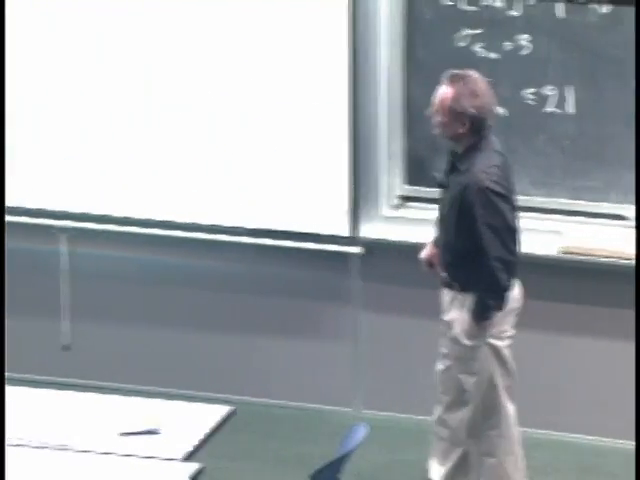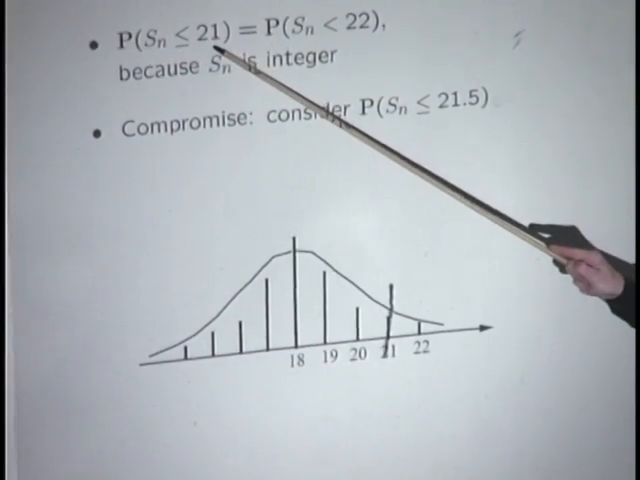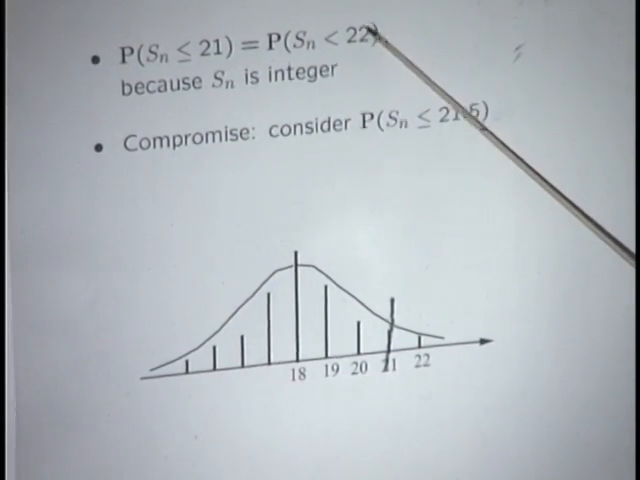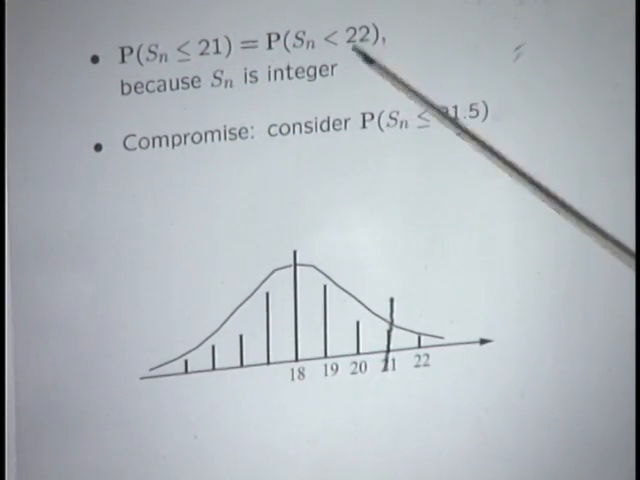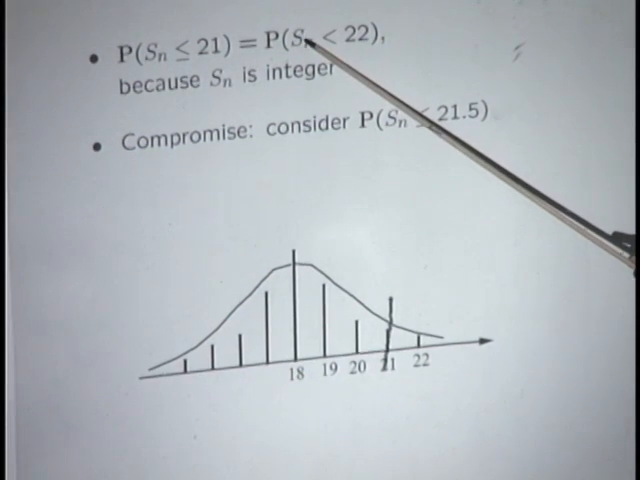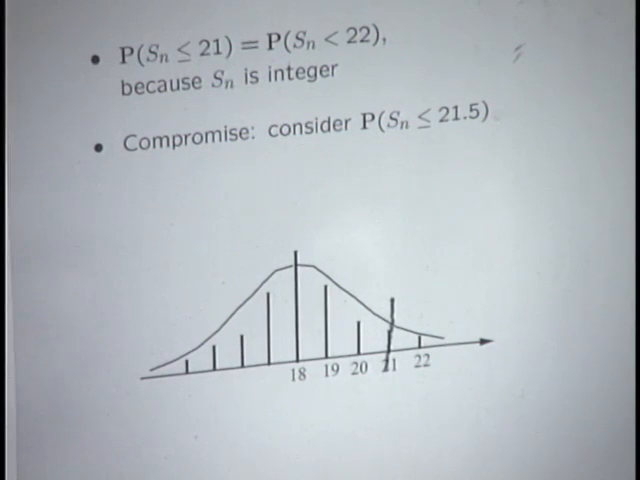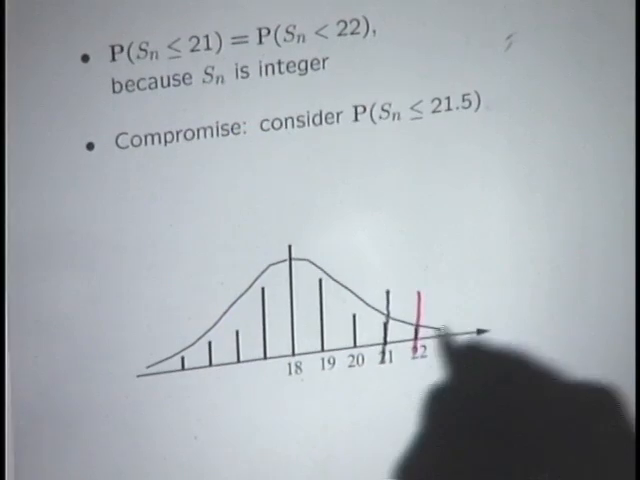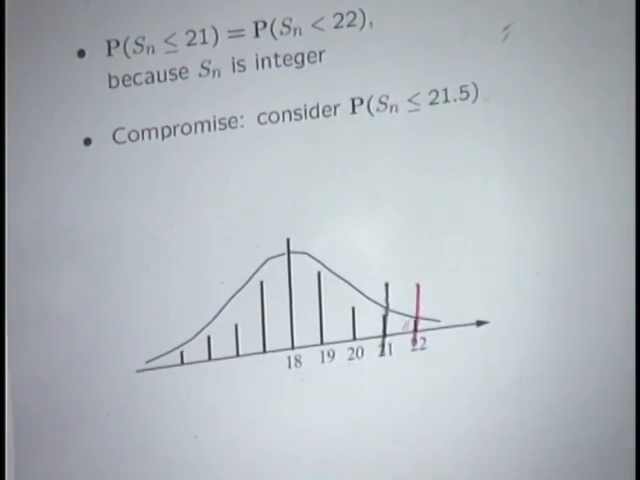Now a smart person comes around and says, Sn is a discrete random variable. So the event that Sn is less than or equal to 21 is the same as Sn being strictly less than 22, because nothing in between can happen. So I'm going to use the central limit theorem approximation by pretending again that Sn is normal and finding the probability of this event while pretending that Sn is normal. So what this person would do would be to draw a line here at 22 and calculate the area under the normal curve all the way to 22. Who is right? Which one is better?